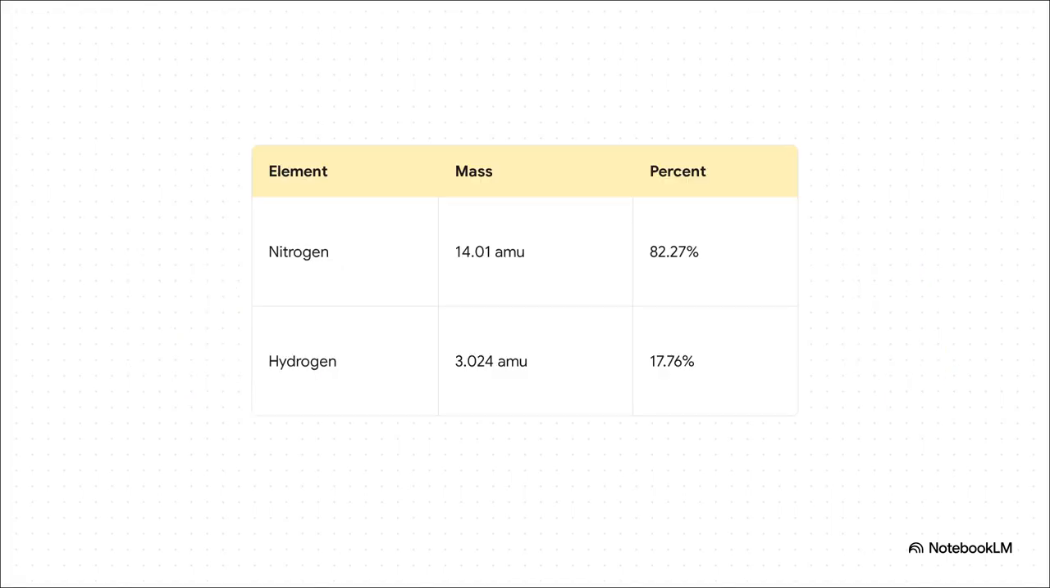We can easily perform this exact same math for the hydrogen in the compound. If we take the total mass of the hydrogen, that 3.024 AMU, and divide it by the total mass of 17.03, we get 17.76%. And here's a pro tip for your next chemistry test. Always check your work. Notice how 82.27 plus 17.76 perfectly maps out the entire molecule? It adds up right to 100%, the whole shebang.